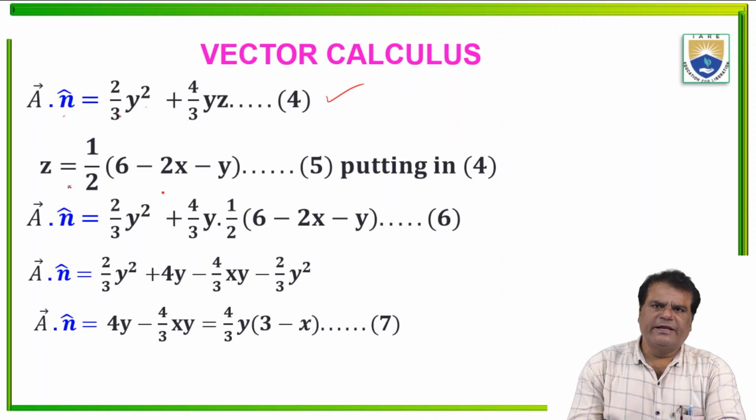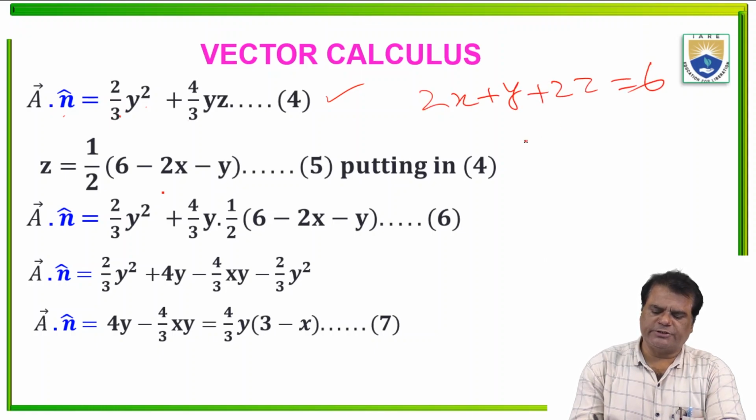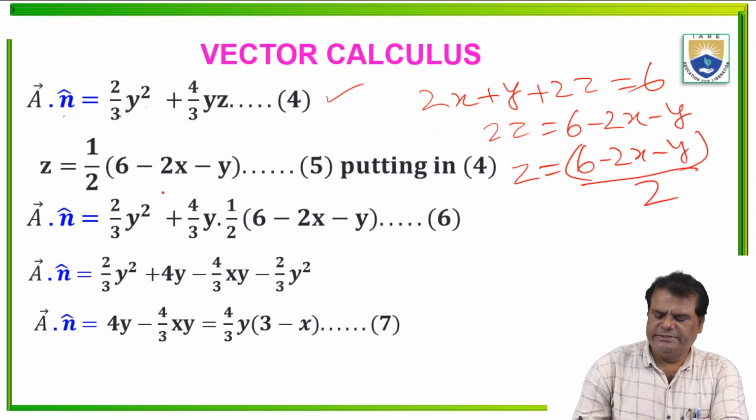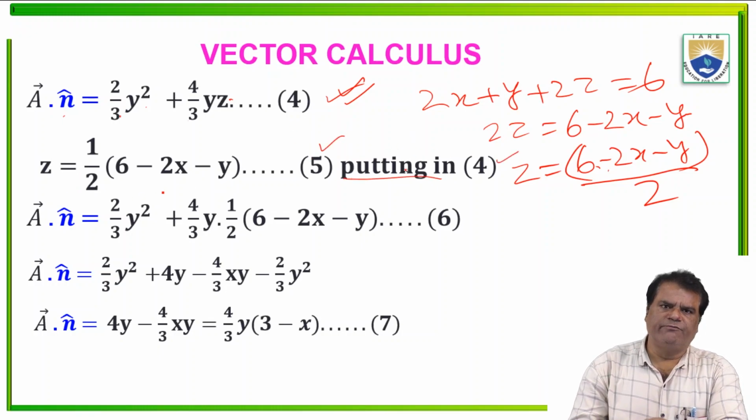Now in our given surface, 2x plus y plus 2z equal to 6. Find out the value of z. 2z equal to 6 minus 2x minus y. z equal to 6 minus 2x minus y upon 2. This is equation 5. So this z we put into equation 4.